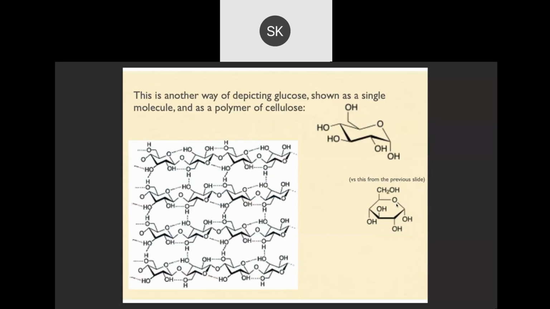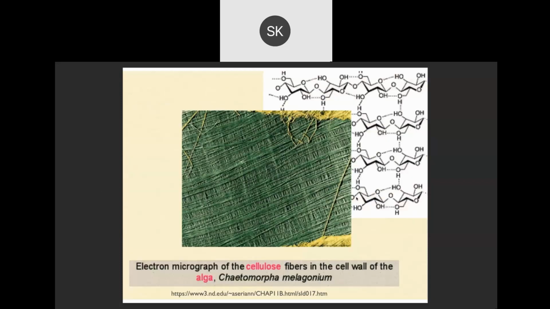And so this is just another view of this glucose polymer, but you can see here how you can stack the linear polymers on top of each other and bind them together, so you can get that really strong cell wall. And this is an electron micrograph of cellulose fibers.